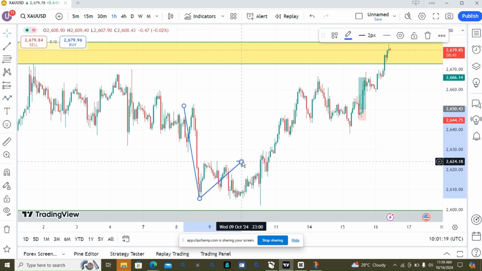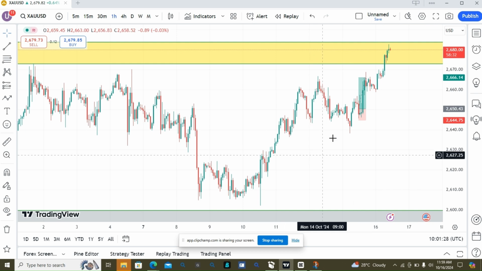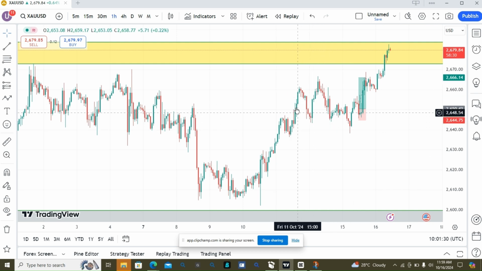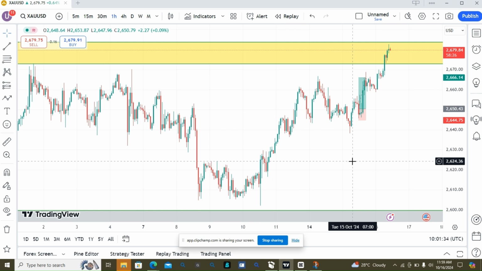Since then, I was monitoring gold to see if I would see any pullback on a lower time frame. What do I mean by pullback? A bearish structure on a lower time frame. If I see a bearish structure on a lower time frame, I will wait for that bearish structure to end. Immediately a bullish structure starts, I will join the movement for a buy. Okay, so that was what I was waiting for gold to do.